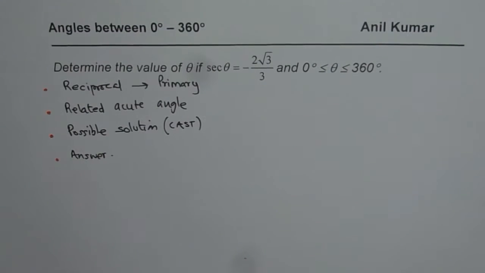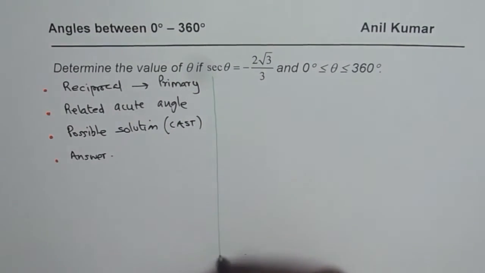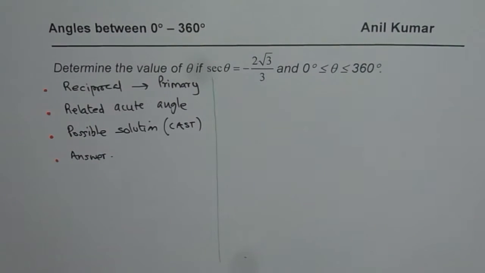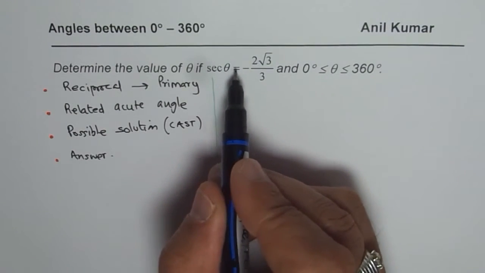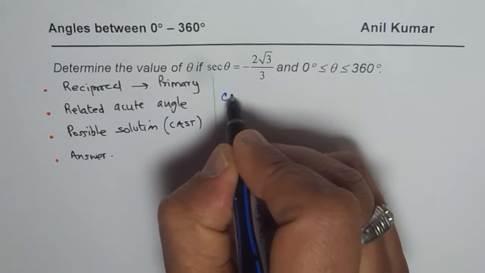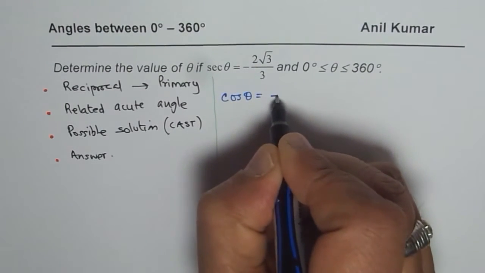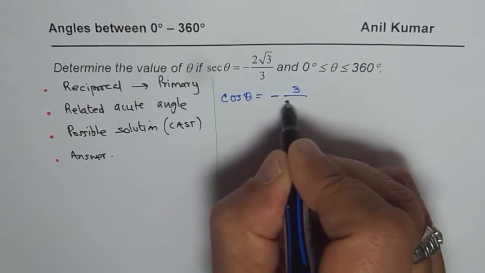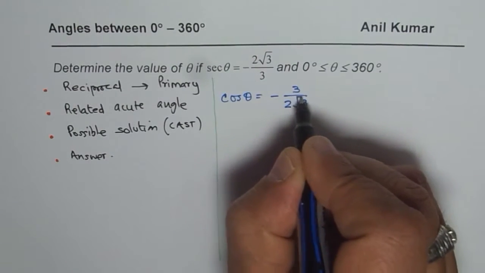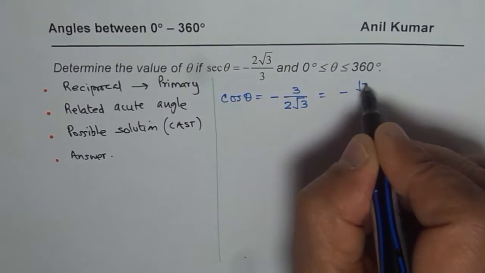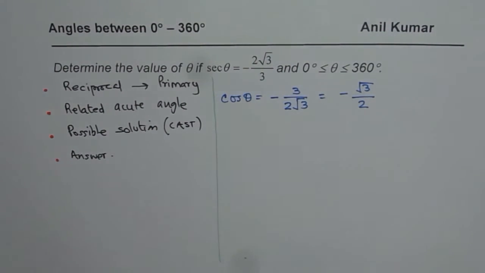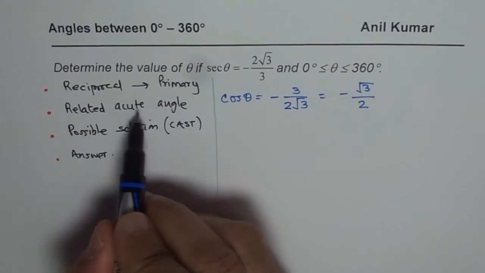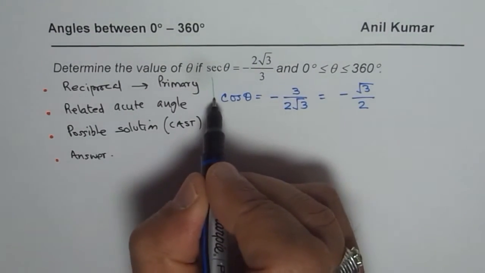So let us follow these steps one by one and then see how to do such questions. The very first step for us is writing this as the primary trigonometric ratio. Secant is 1 over cos. So we could write this as cos of theta equals minus 3 over 2 square root 3, which is the same as minus square root 3 over 2. So that is the cosine value. Now, we need to find a related acute angle. So the first step is done for us, correct?